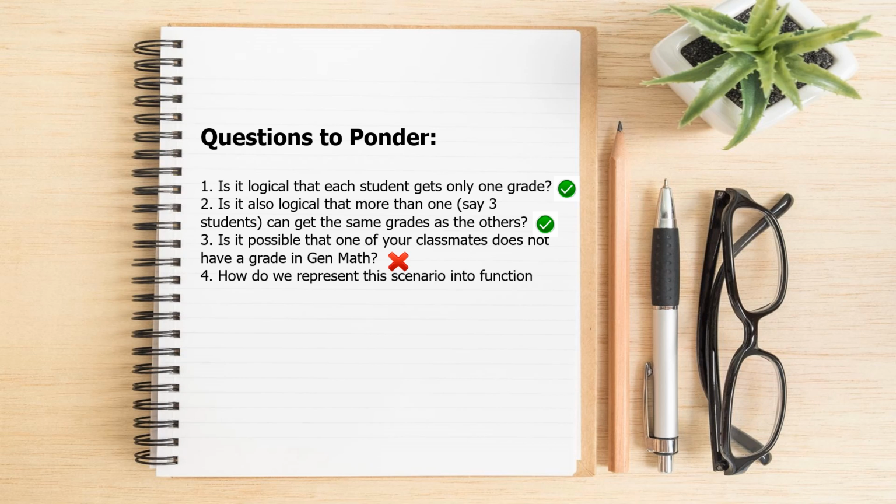How do we represent this scenario into function? Let x be the name of each student and y be the grades of students. So we have this function model as y equals x. When your x value is Grace, your y value is 90. When your input is Neil, your output is 92, and so on.